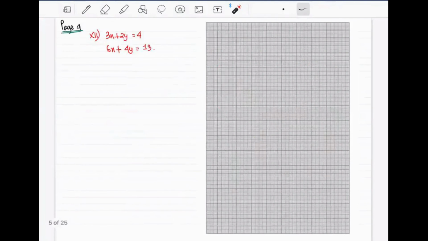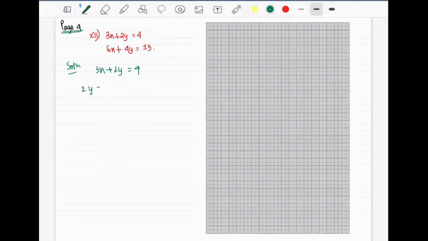Okay, let's take up one last question from solving a pair of equations using the graphical method. We have 3x plus 2y is equal to 4, and 6x plus 4y is equal to 13. Let's take up the first equation, 3x plus 2y is equal to 4. Let's calculate the value of y. 2y is equal to 4 minus 3x. y is (4 minus 3x) divided by 2.